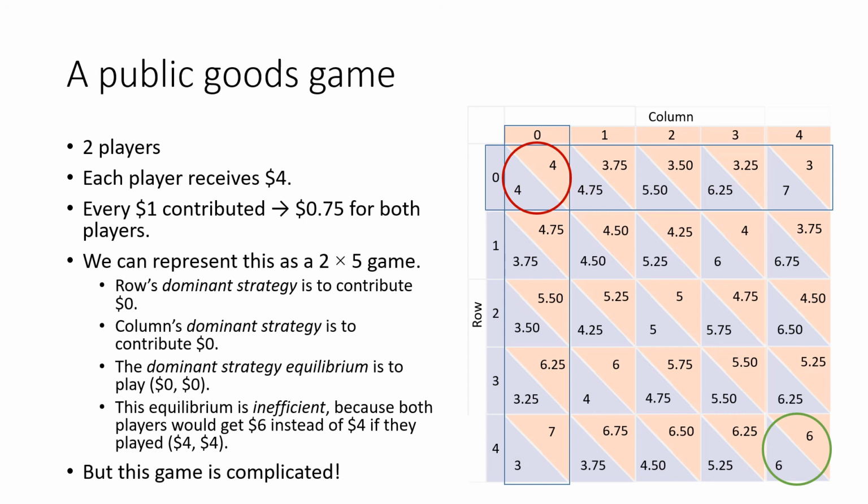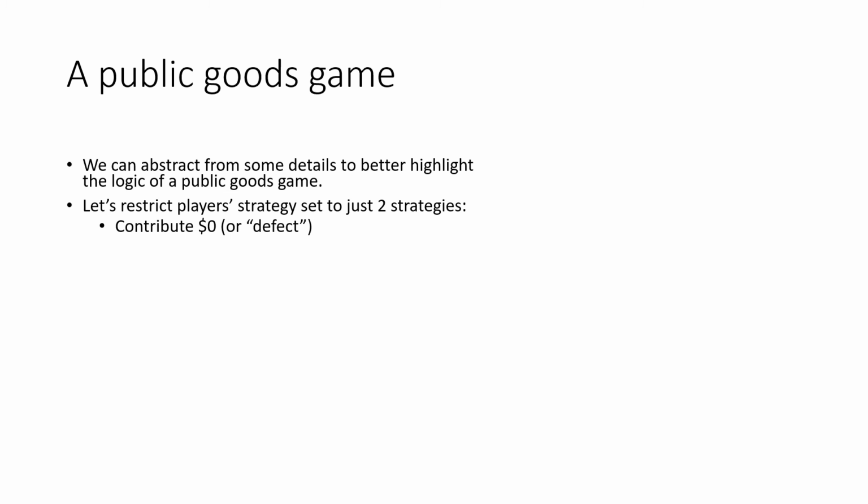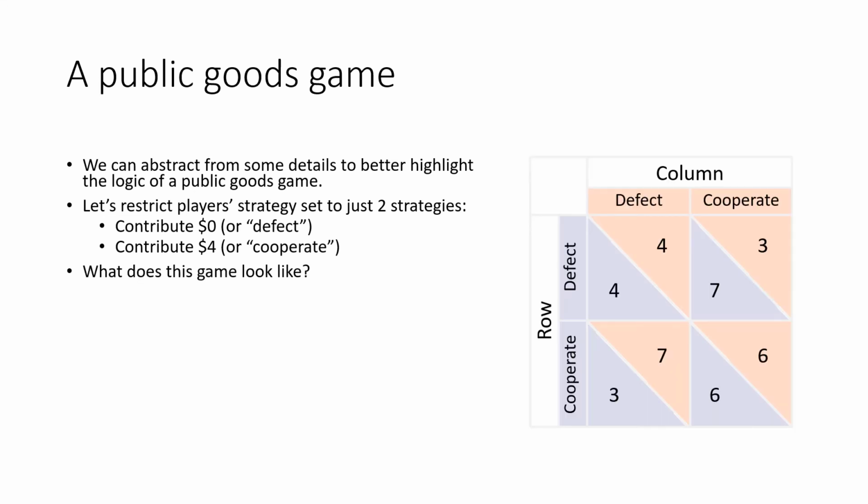But this game is a little bit complicated. Now let's move on to another example in which we can abstract from some details to better highlight the logic of a public goods game. Let's restrict player strategy sets to just two strategies. Contribute $0, or defect. Contribute $4, or cooperate. What does this game look like? Here it is on your right hand side.